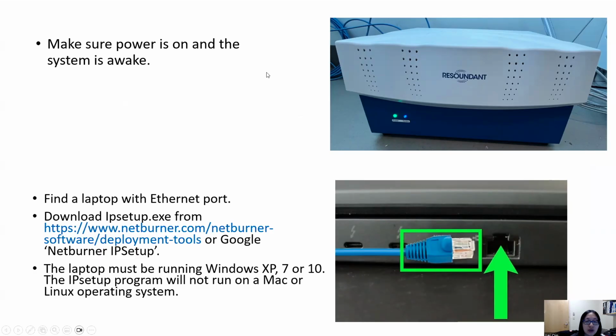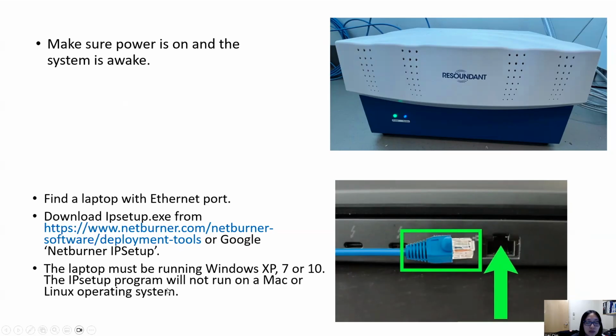First, you want to make sure your power is on and the system is awake. To do that, you want to check that these two lights are both on. And then you need to find a laptop with Ethernet port. Nowadays, the laptops may not always have Ethernet port. You may want to get an adapter so that you can have a Ethernet port to use. And then you want to download this software called IP Setup from this website, or you can just Google it and download it to your laptop.